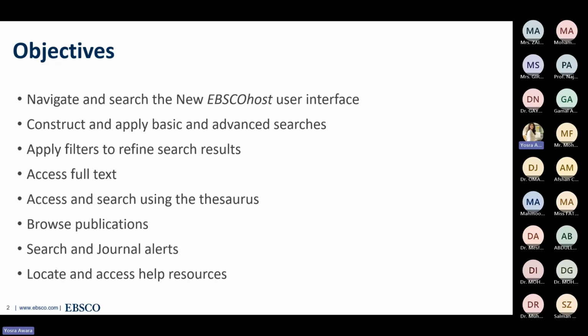We'll see how you can use the quick filters, which are now added to help you find the limiters quickly to refine your search results, how you can view the full text, how to use the thesaurus to create precise search records, and how to browse publications whenever you are interested in running a title level search. You can also create search and journal alerts to be always notified on your favorite journals and your previous search terms. And I will guide you at the end of the session to help materials on EBSCOhost.